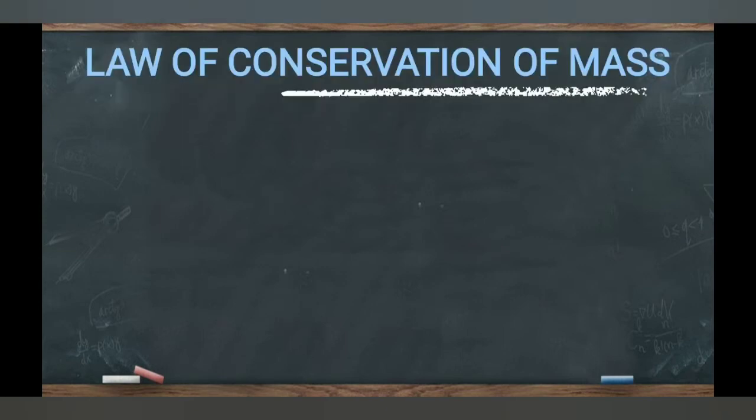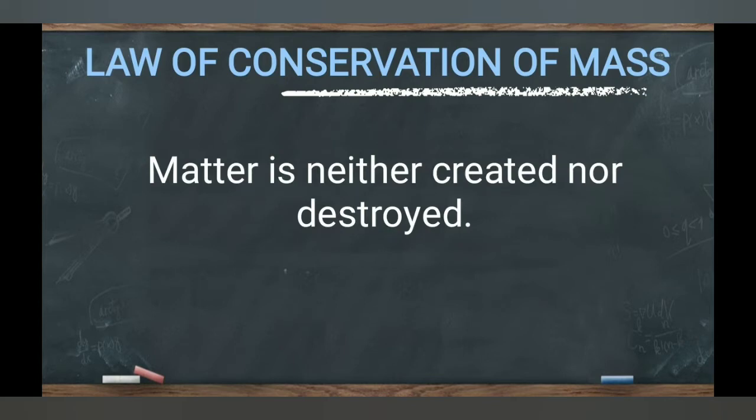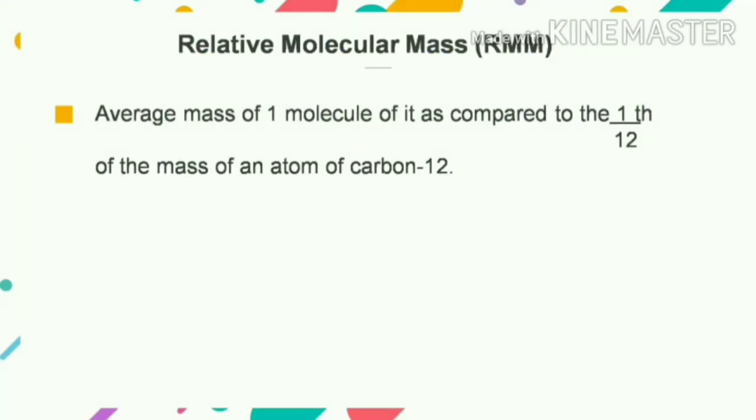A chemical equation can also be balanced on the basis of the law of conservation of mass. According to this law, matter is neither created nor destroyed. A chemical equation can be balanced by applying this law on the atomic masses of reactants and products. But before that, you must know about the molecular mass or relative molecular mass of a compound. Relative molecular mass of a substance is the average mass of one molecule of it as compared to 1/12 of the mass of one atom of carbon 12 taken as 12 atomic mass unit.